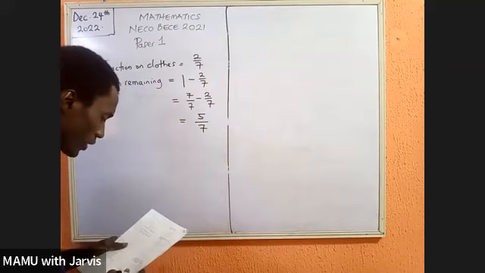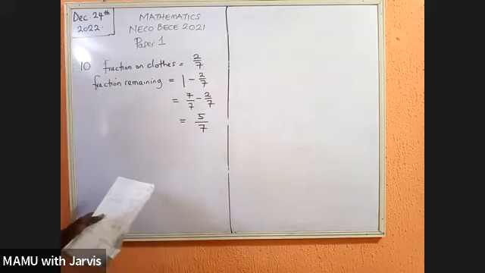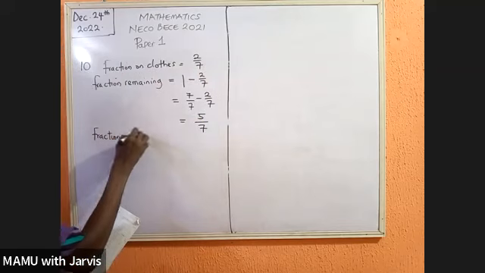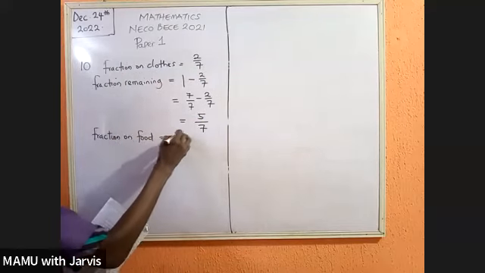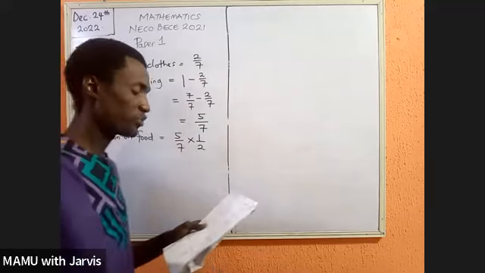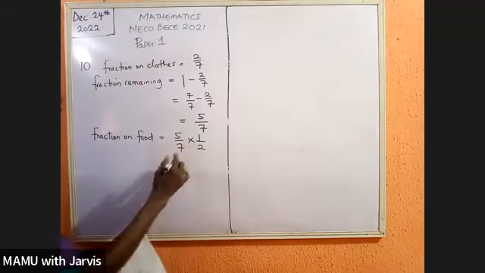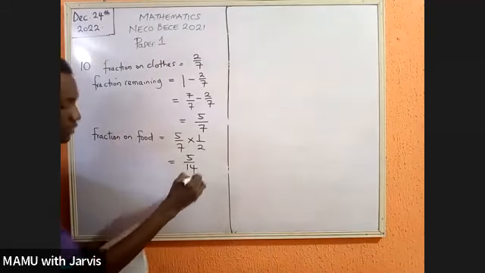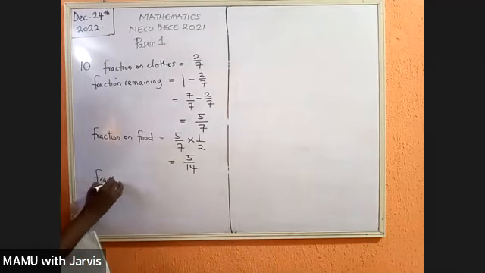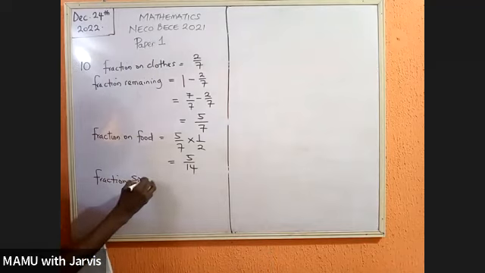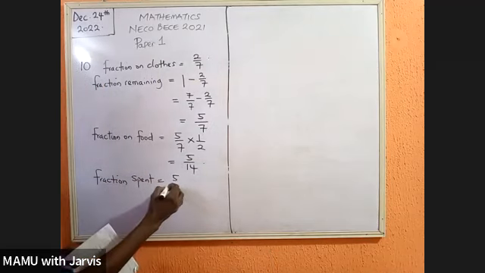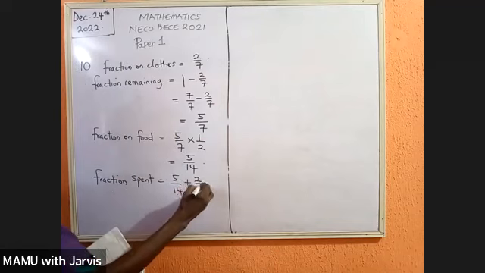5/7. Now, it says, and half of the remainder of food. So the fraction of food will now be equal to 5/7 times 1/2. It says half of the remainder of food, so that's what that will mean. That will be 5/14. It says what fraction of his income is left. So the first thing you need to do is to take care of the fraction spent, and that will be add this to this. So that will be 5/14 plus 2/7.